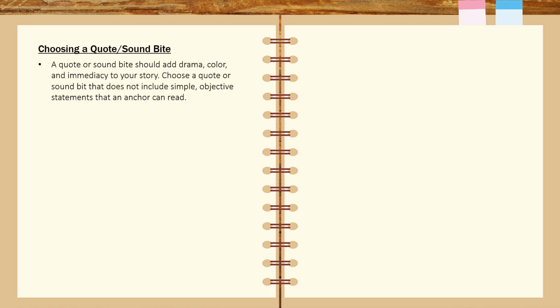Let's look at some tips for choosing a quote or soundbite. A quote or soundbite should add drama, color, and immediacy to your story. Choose something that doesn't include simple objective statements that the anchor can read. Choose something that's going to bring some perspective to your story.